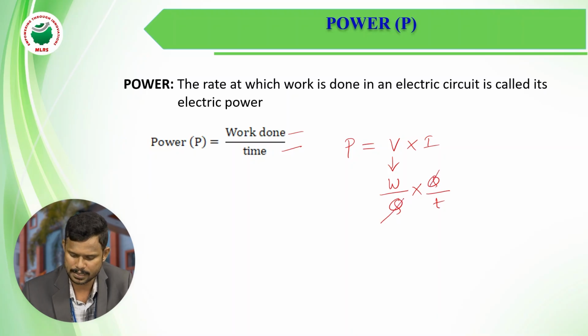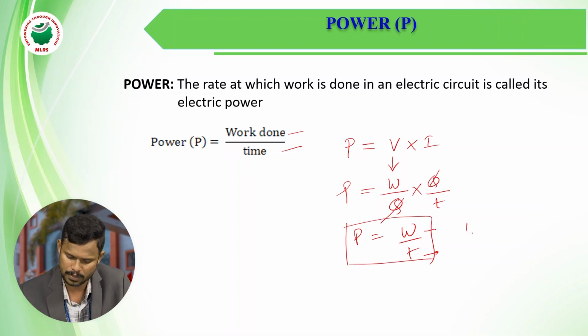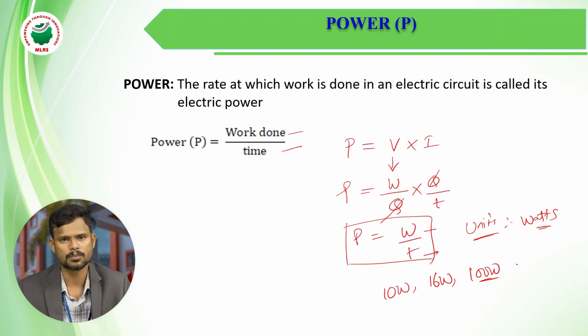So these charges are cancelled. Then power formula is power equal to W by T, energy per unit time. The amount of work done per unit time is called a power. And units of power is watts. We can write 10 watts, 16 watts, 100 watts, like that. So this is about the power.